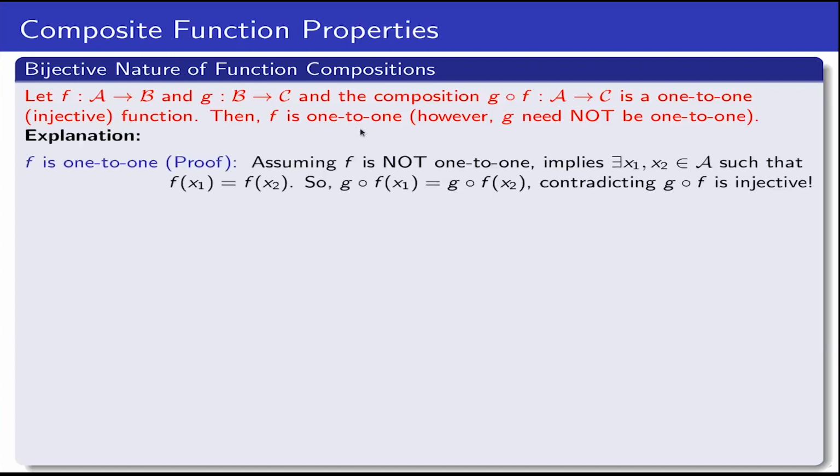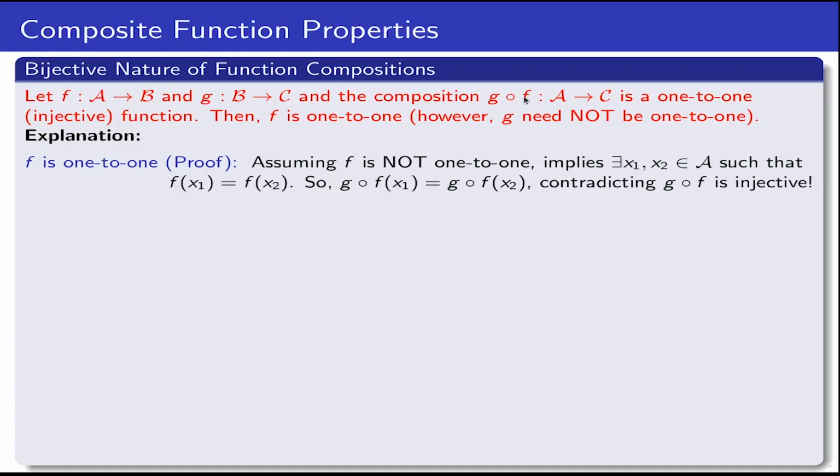Let us see an example. First, let us prove, and then we will see an example why g is not 1 to 1. So assume that f is not 1 to 1. Assume that g∘f is given as a 1 to 1 composition, however your f is not 1 to 1. So there exist x1 and x2 in A, two different elements in A, which are mapped to the same element in B, such that f(x1) equals f(x2).